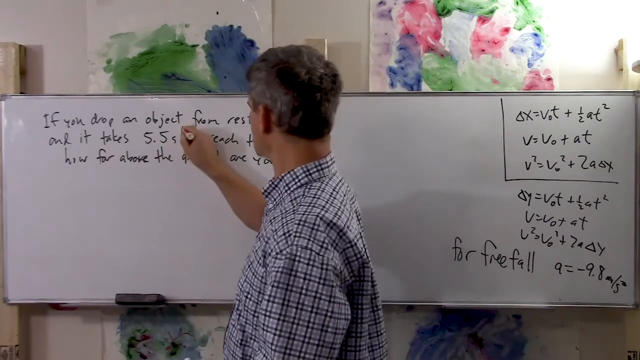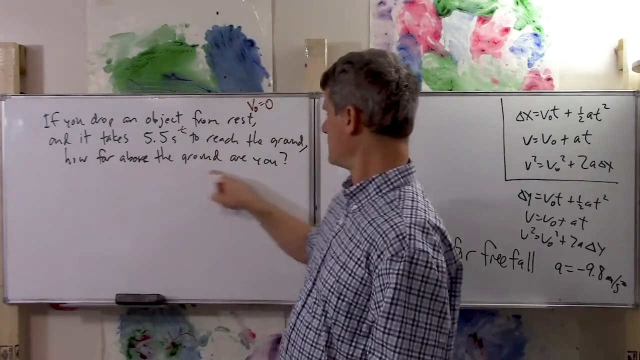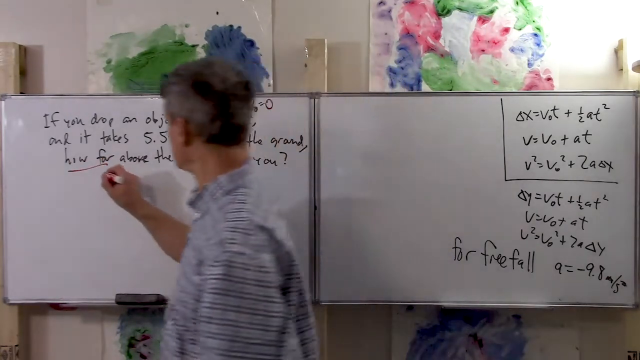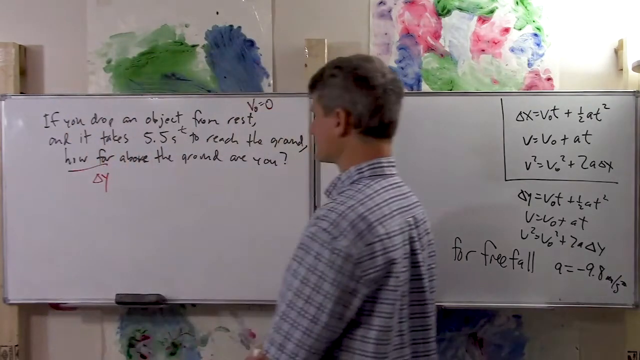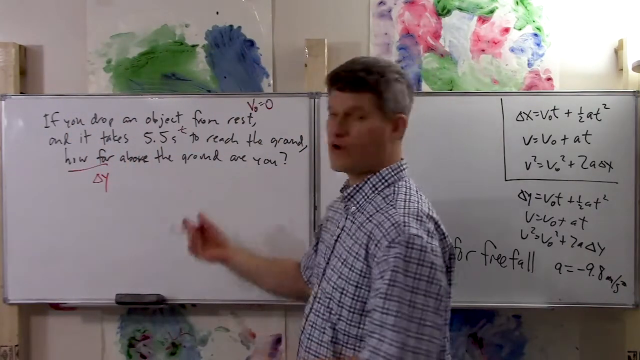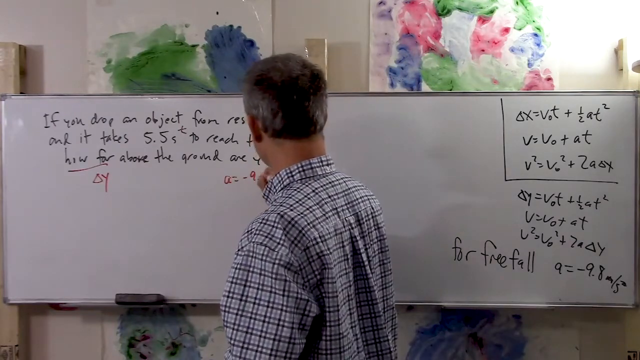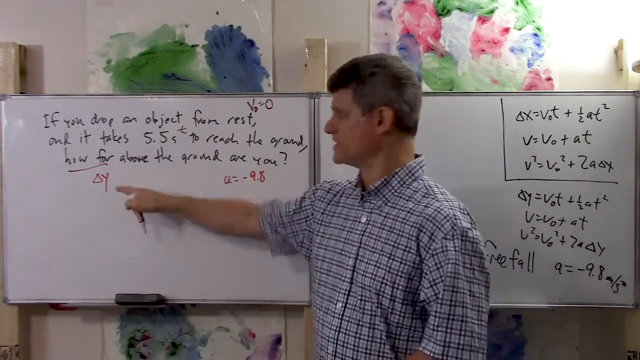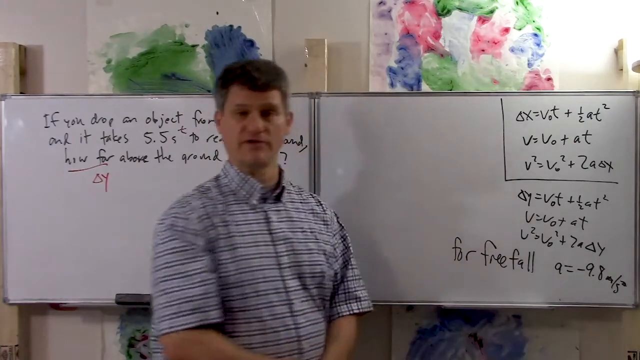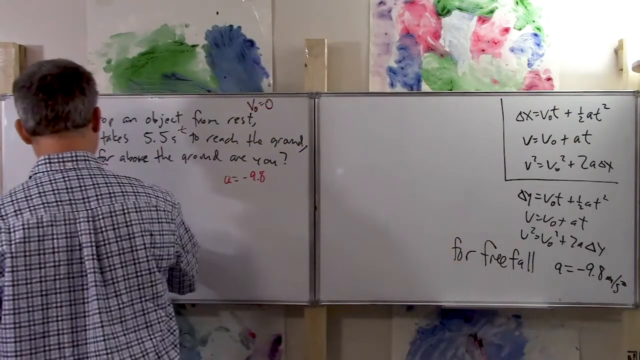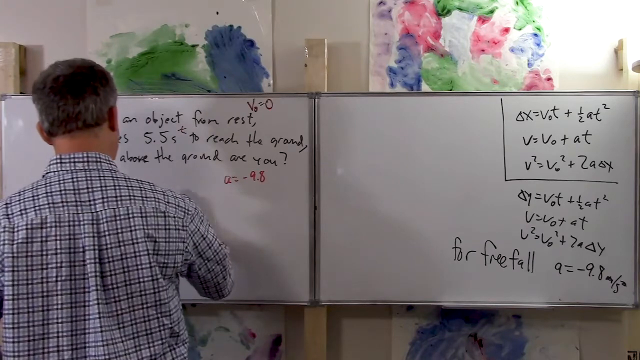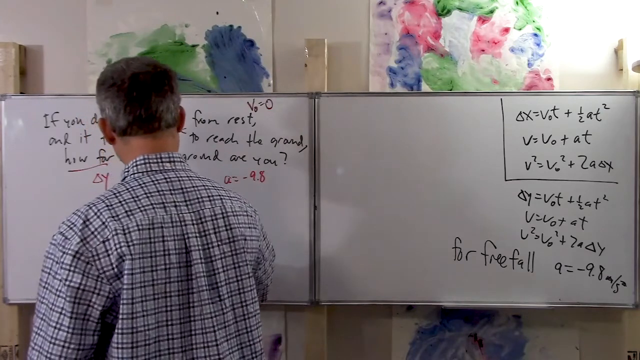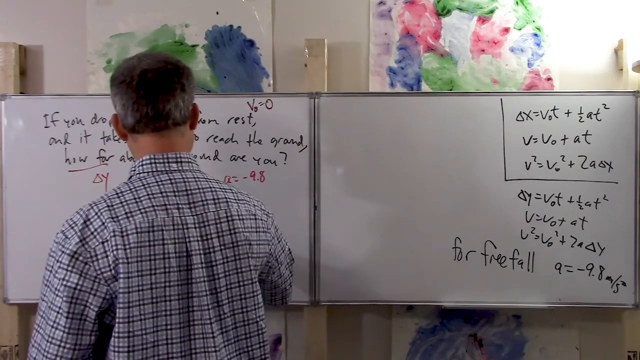5.5 seconds is obviously a time. And then how far above the ground are you? So how far, that's going to be a distance. And since we're in the vertical direction, then that will be delta y. And of course, since it's free fall, acceleration will be negative 9.8. So we have the initial velocity, the time, and the acceleration, and we want to find delta y. Well, our first equation would work perfectly for that. So we can just say delta y equals v0t plus 1/2 at squared. So 0 plus 1/2 times negative 9.8 times 5.5 squared.